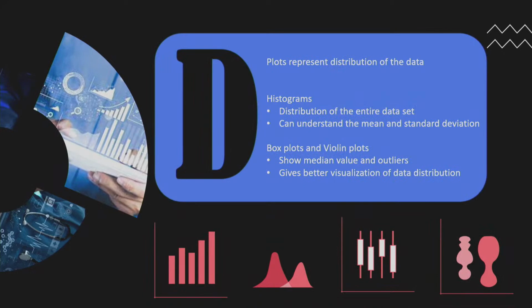Going on, we talk about distribution. When we talk about distribution, the first thing that comes into our mind is histograms. Histogram shows us the distribution of our data set. It gives us a shaped curve. It can be either bell shaped, it can be skewed, but it depends on our data. With the histogram, usually we can understand the mean and standard deviation that is present in our data. When we are studying box plots or violin plots, it tells us more about the median values and the outliers that are present in our data. And it also gives us a better visualization of how our data set looks like.